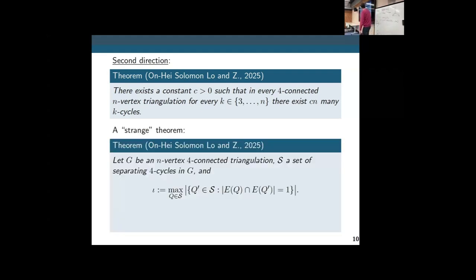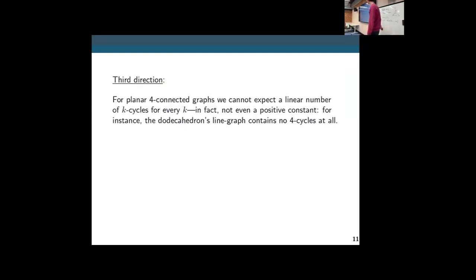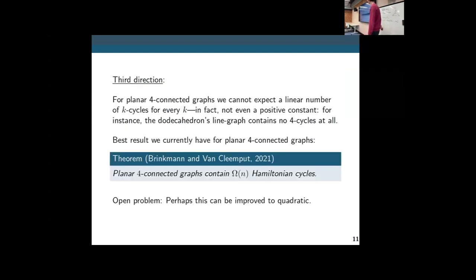And I could talk about the strange theorem here, but it's a little bit technical. I will not have time to show you other stuff, so I don't want to show it to you. There's a third direction. We skip it.